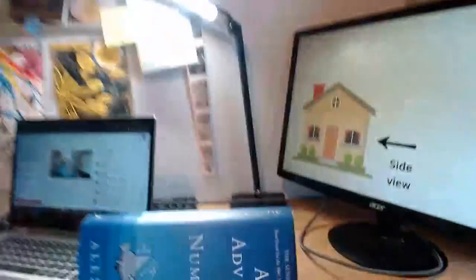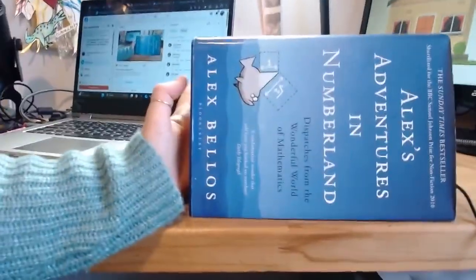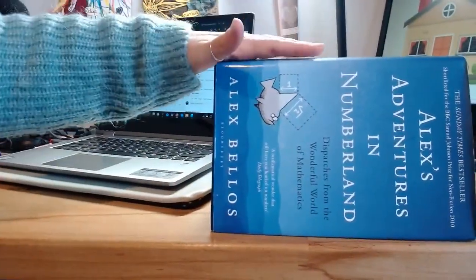So if you go back to your book now, and I've turned mine around so we can see this. If we take this as the side view of the roof of the house, you might notice that I don't see a triangle.